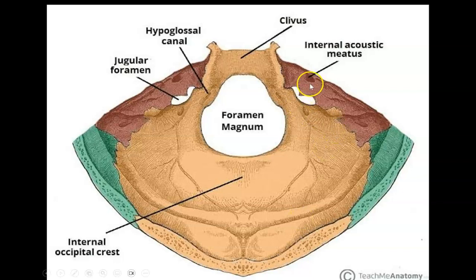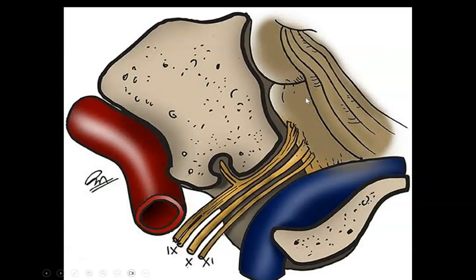Here is the view of the jugular foramen, and you can see that there are two compartments in the foramen, the pars nervosa anteriorly and the pars venosa posteriorly, and it is present below the internal auditory canal. And these are the structures.